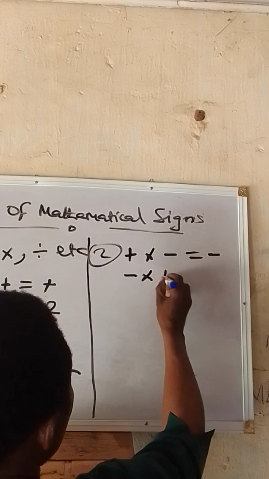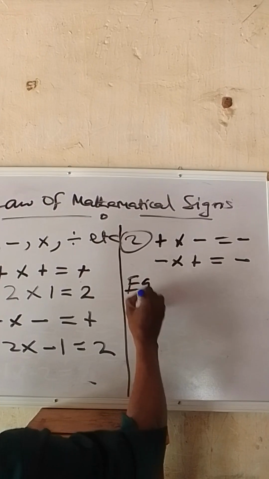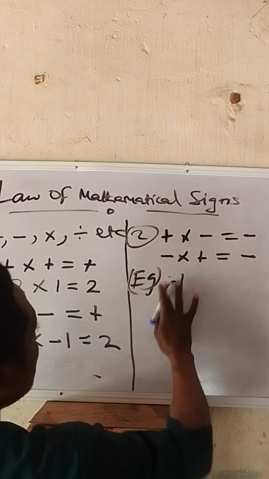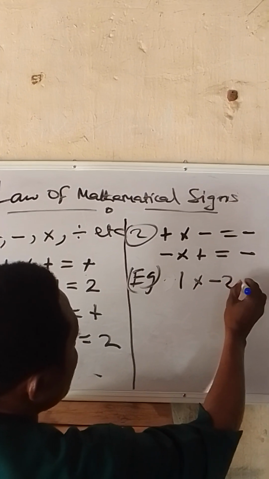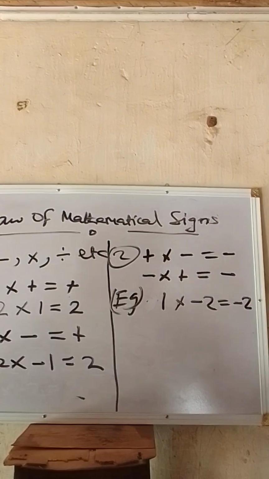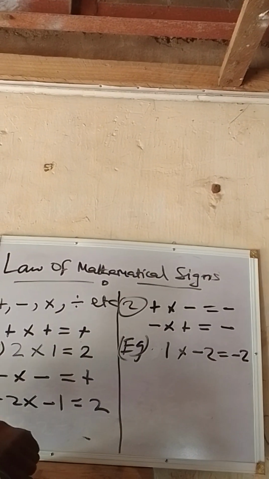Minus times plus is equal to minus. For example, plus 1 times minus 2, we are going to have minus 2.